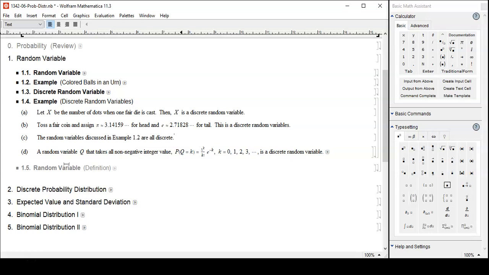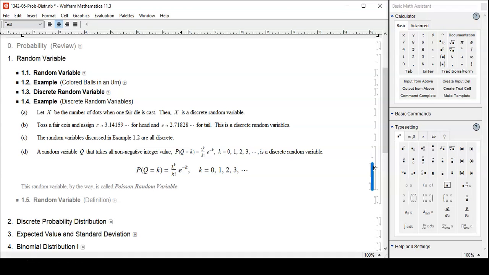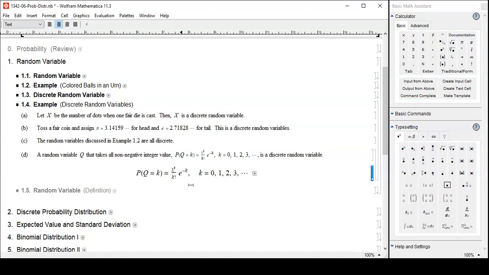And the final example here, a random variable q that takes all non-negative integer values given like this. And this is also a discrete random variable. It is known as Poisson random variable. And as you can see, it is associated to a certain name. So it's got to be something important. But I don't think we'll discuss Poisson random variable at this level. If you go over to a little bit higher level mathematics, then certainly we will. But here in 1000 level elementary statistics, probably not.